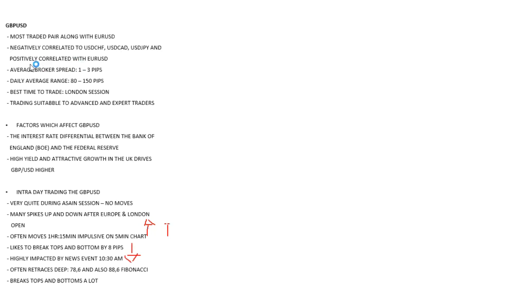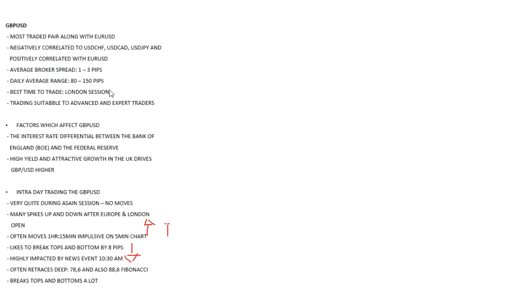The average broker spread is 1 to 3, meaning you shouldn't look for a broker that provides a spread that is way more than 3. Daily average range is 80 to 150 pips, meaning that it's much more volatile than the euro dollar. It moves a bit faster than the euro dollar.